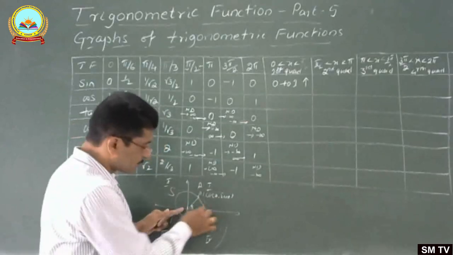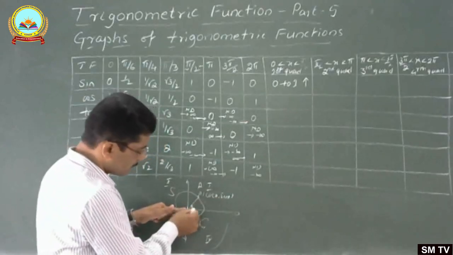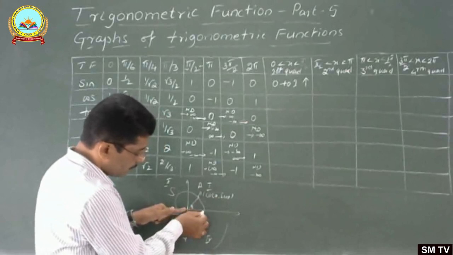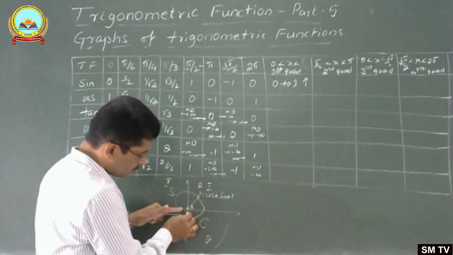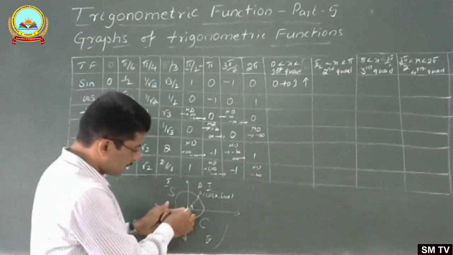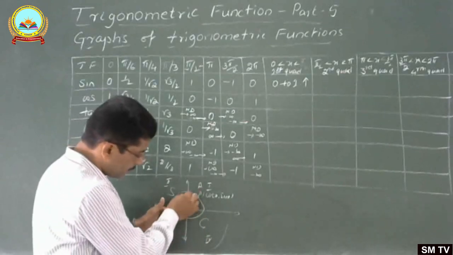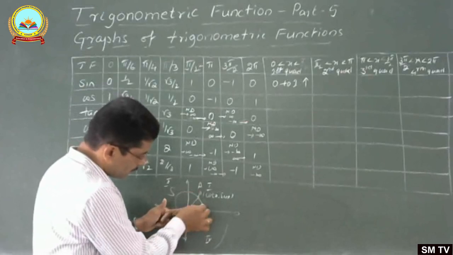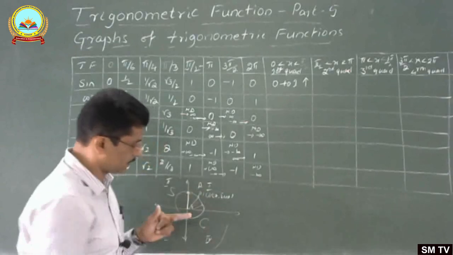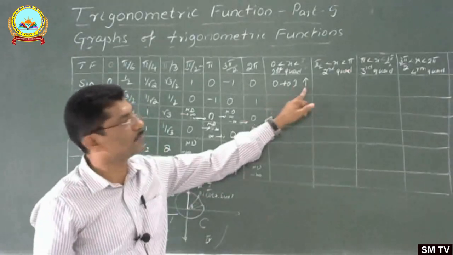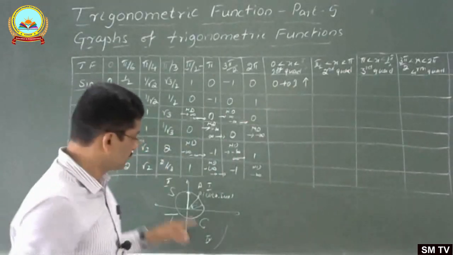Cos x means the x coordinate. Sin x is starting from 0, and it is increasing like this, forming this distance. The y values start from 0 and increase, going from 0 up to 1 as x goes from 0 to pi by 2.